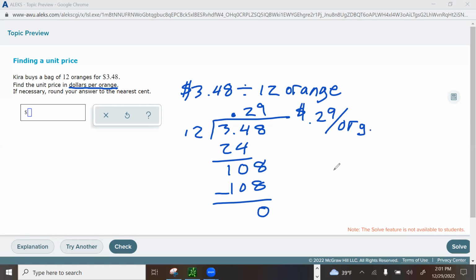And then it says, if necessary, round your answer to the nearest cent. Oh, okay. And I mean, you could write it 29 cents per orange if you want, but they said find the unit price in dollars per orange, not cents per orange. So we would want to do $0.29 per orange. But yeah, use the units that they tell you to find things in. It helps you to know what to do. So you know for sure how to proceed.